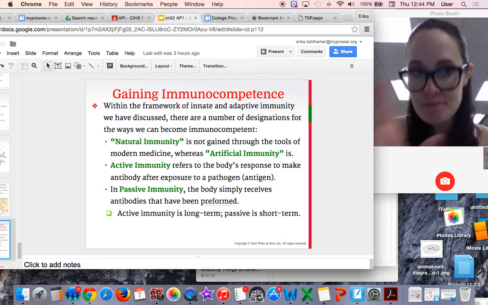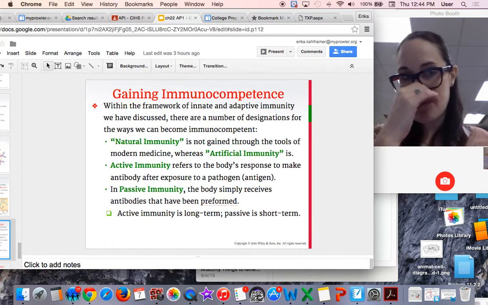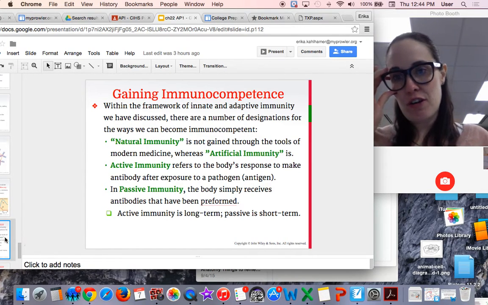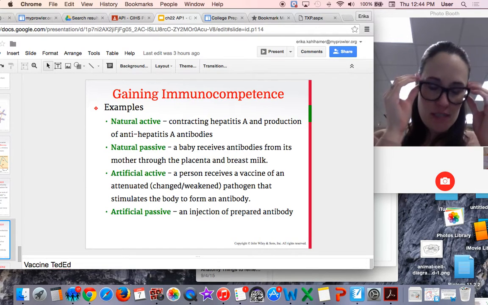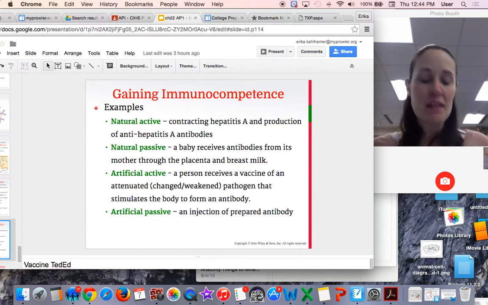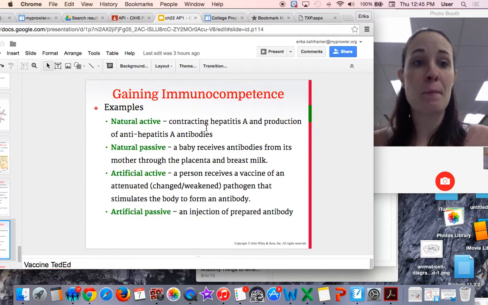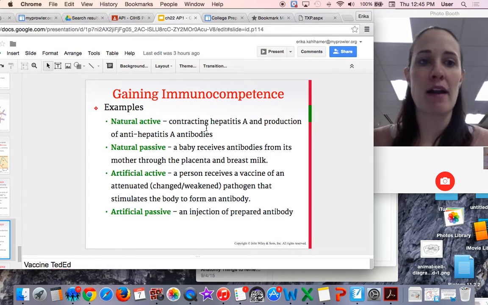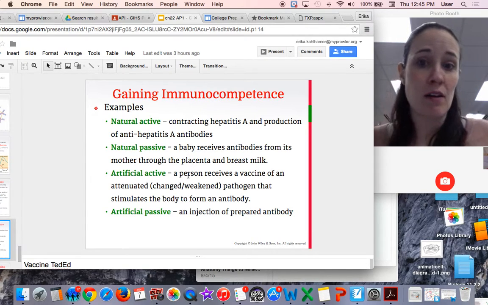When your body actually makes the antibodies, it's more long-term. It's long-term memory. Passive is short-term, doesn't last as long. And these are the 4 specific examples of that. Natural active: your body coming in contact with a pathogen. Let's say I contract hepatitis A. That's a pathogen. My body itself will make antibodies. Natural active.